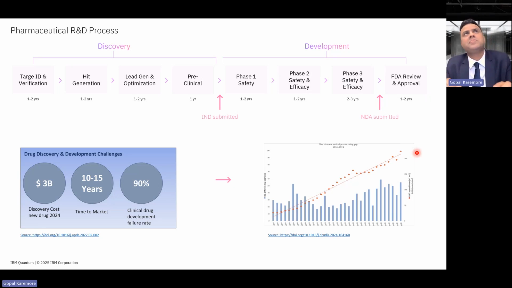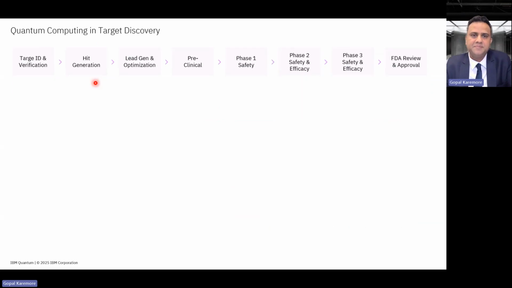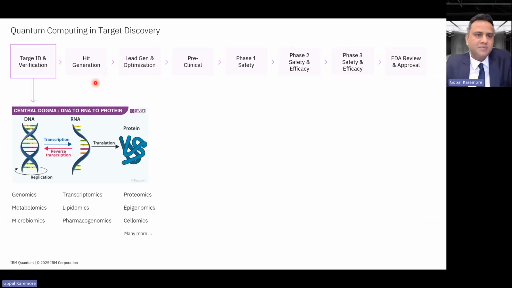So if you really want to see how quantum computing can be helpful, we have to understand how quantum can help improve the efficiency of individual functional units of drug discovery and development. In the rest of my talk, I will talk about how quantum is going to be helpful for all these functional areas. So let's start with target discovery, which is the first step of drug discovery and development.